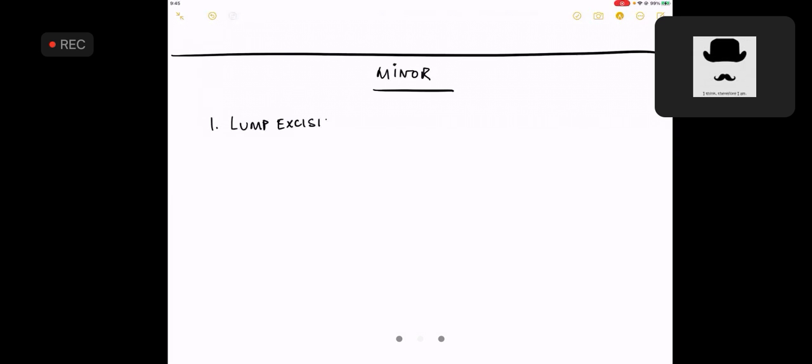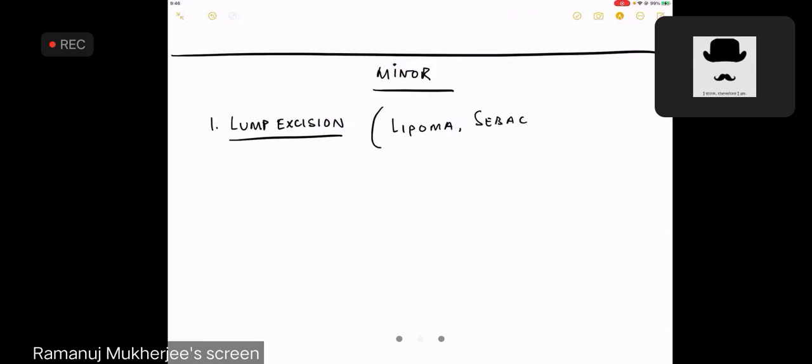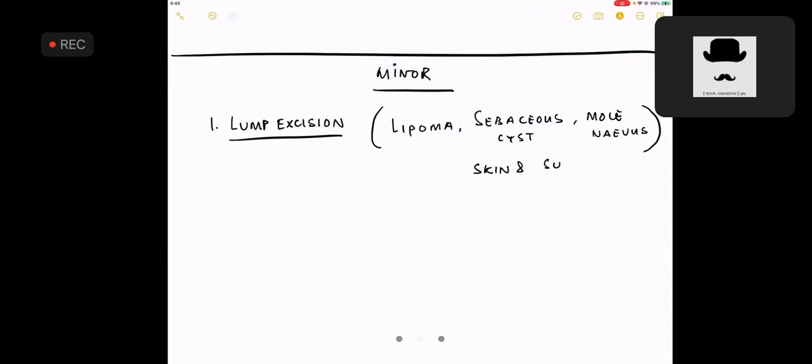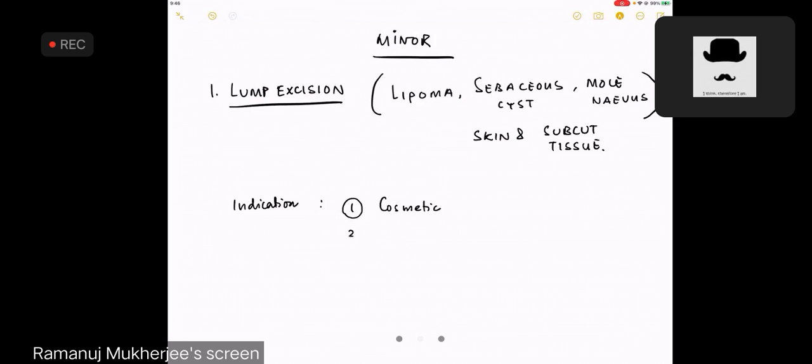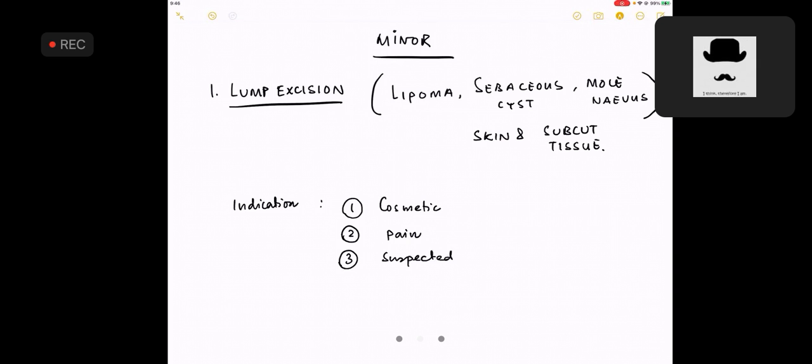In lump excision, we are talking about a lipoma, a sebaceous cyst, a mole or nevus excision. So anything related to the skin and the subcutaneous tissues will be discussed. Now, the first point in the format is the indication. The indications of these operations are number 1, cosmetic, number 2, pain, number 3, suspected malignancy.